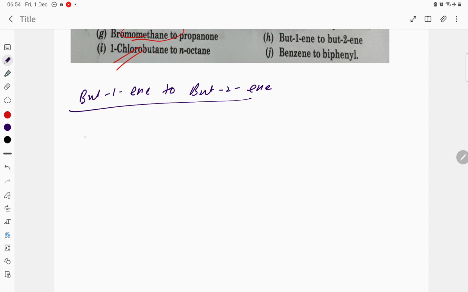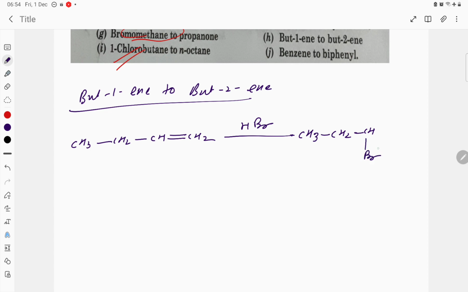So this is very simple, student. We have to apply the Saytzeff rule. So here is CH3 CH2 CH double bond CH2. But-1-ene, we have to go to but-2-ene. So you treat with HBr, student. Markovnikov rule, CH3 CH2, it will be CH, here will be the Br, student, this will be CH3.